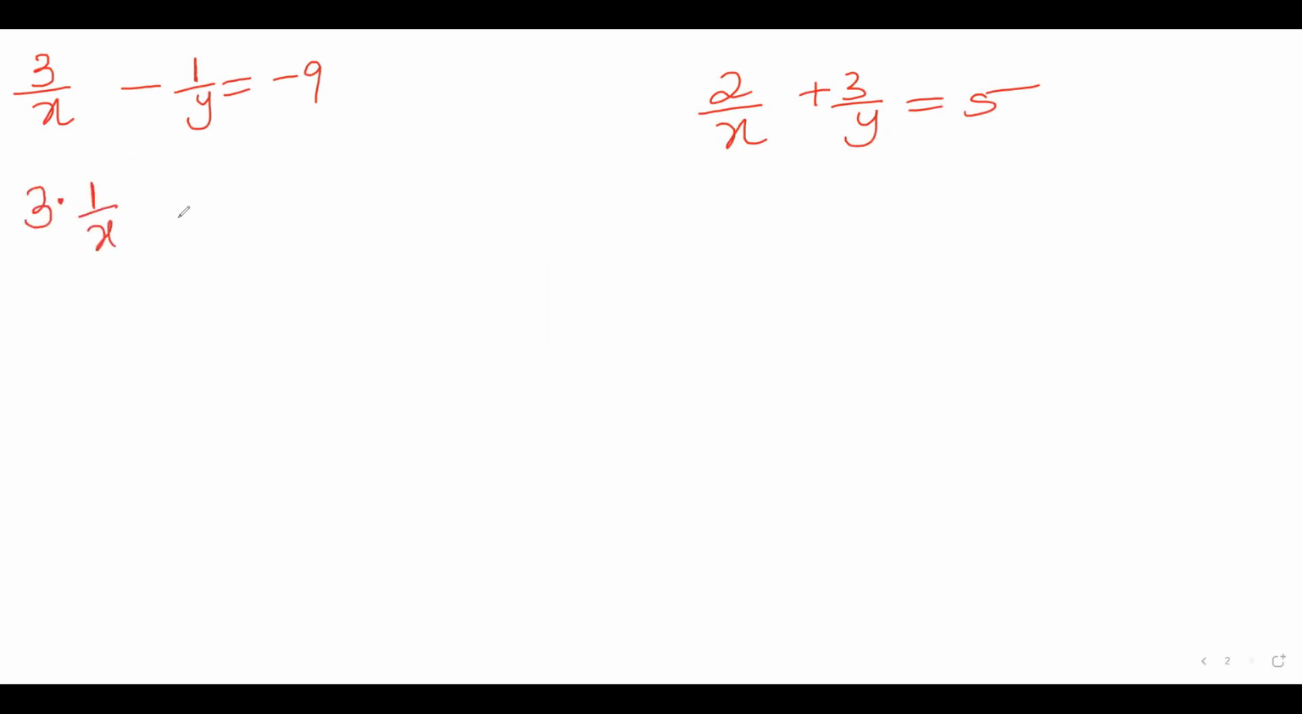First method. What is the given question? 3 by x minus 1 by y is equal to minus 9. The second equation: 2 by x plus 3 by y is equal to 5. First of all, rearrange. Write 3 by x as 3 into 1 by x, minus 1 by y is equal to minus 9. Write 2 by x as 2 into 1 by x, and 3 by y, look here, how do you have to write 3 by y, guess. 3 into 1 by y.